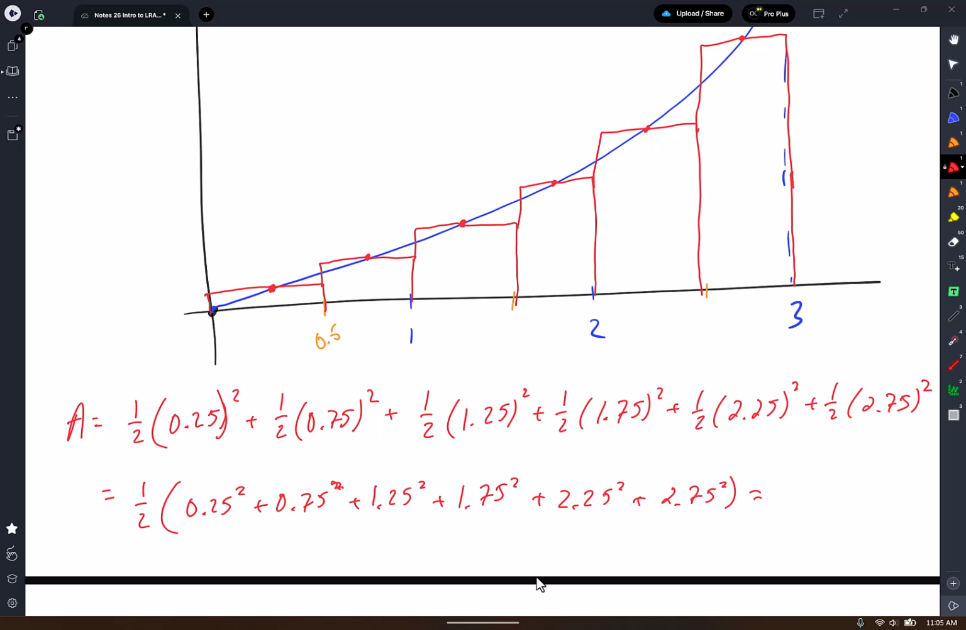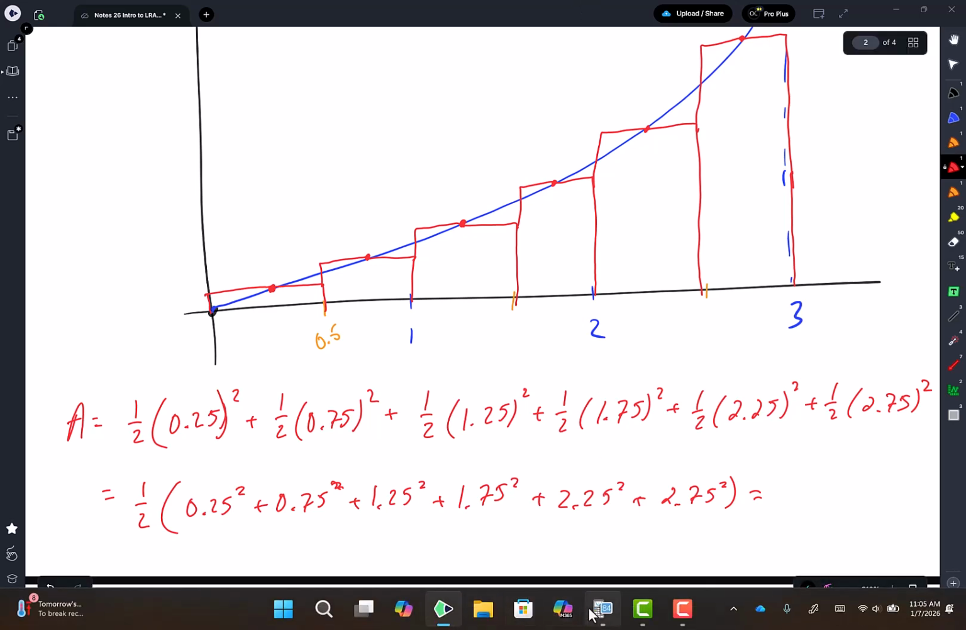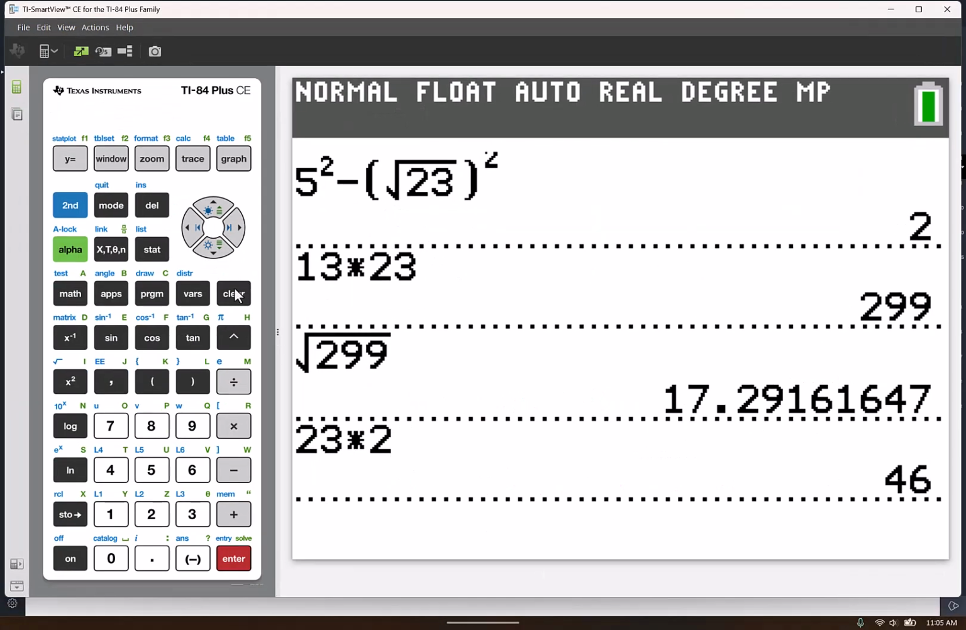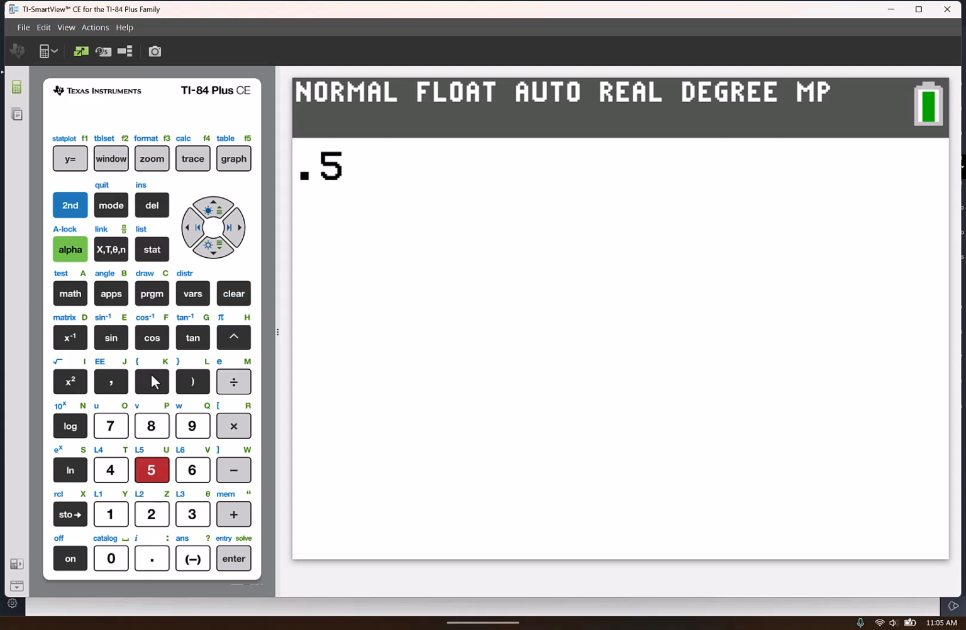So 55 is the middle of 0 and 1, right? 0.25 is the middle between 0 and 0.5. So you're splitting in the middle. I have 6 rectangles, so I have 2 rectangles between 0 and 1. So what's the middle between 0 and 0.5? 0.25. What's the middle between 0.5 and 1? 0.75.